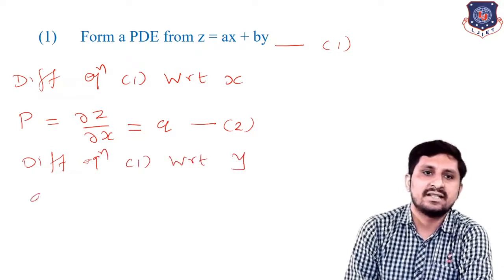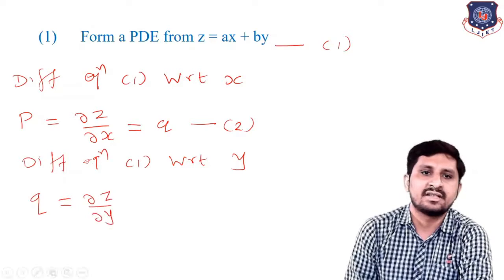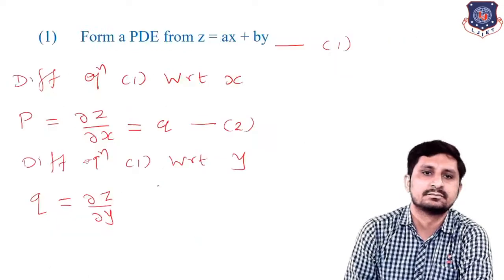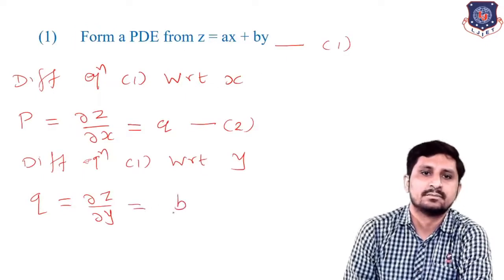So that is Q equal to del Z by del Y, and differentiation of equation 1 with respect to Y is equal to B. Call it equation number 3.